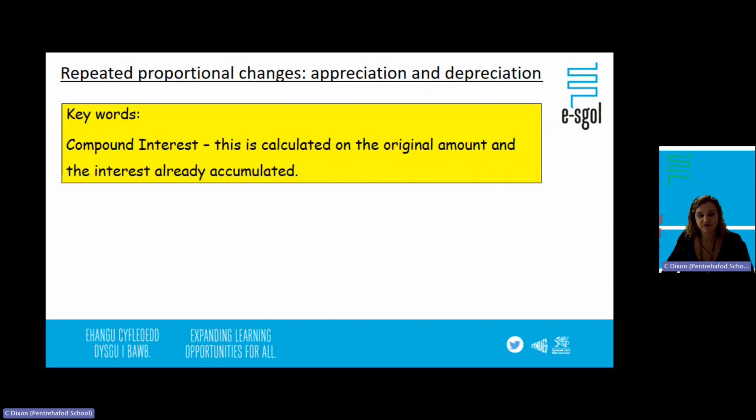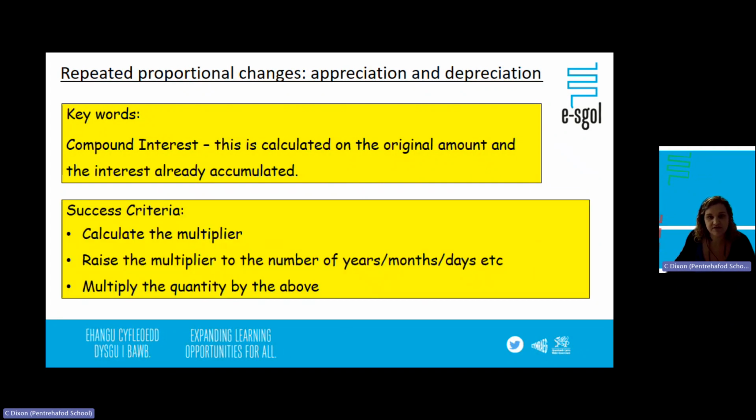So what happens when you've got compound interest is that if you keep some money in an account for maybe 2 years, it's not just the interest over the 2 years. Because you get interest every year added to your account, when you go to work out the second year, you've got a little bit more money in there that you then have interest on as well. So I'll show you now through an example. The success criteria this time is to calculate the multiplier, which we've already done. Now we've got this new part: raise the multiplier to the number of years, months or days that the question asks us to. Then we multiply by the quantity, just like we did in the previous task. So there's only one extra bit with this, and that's the power part.